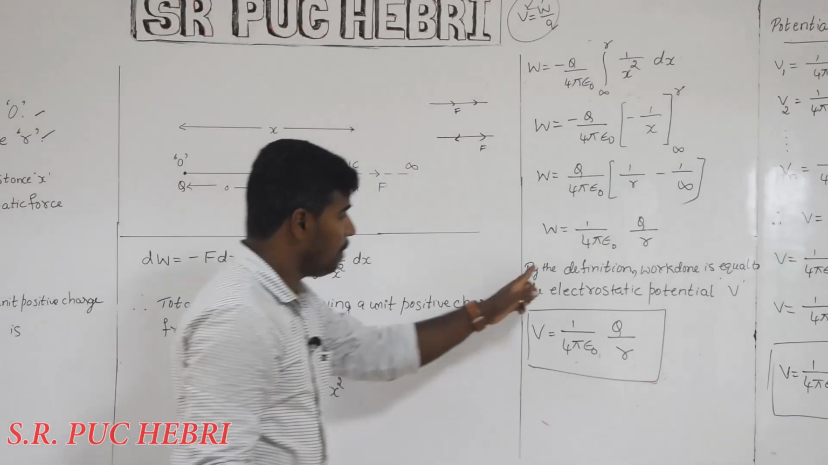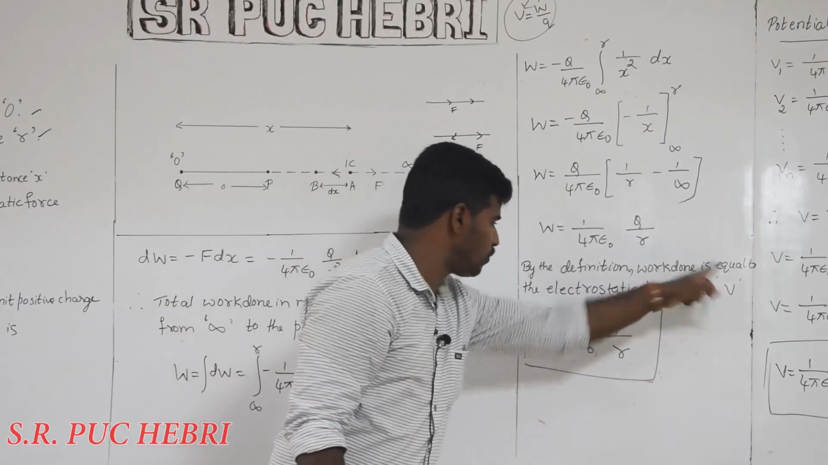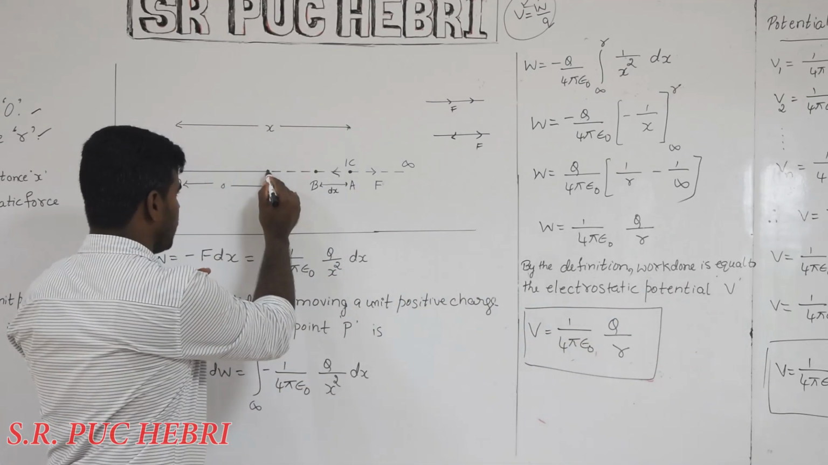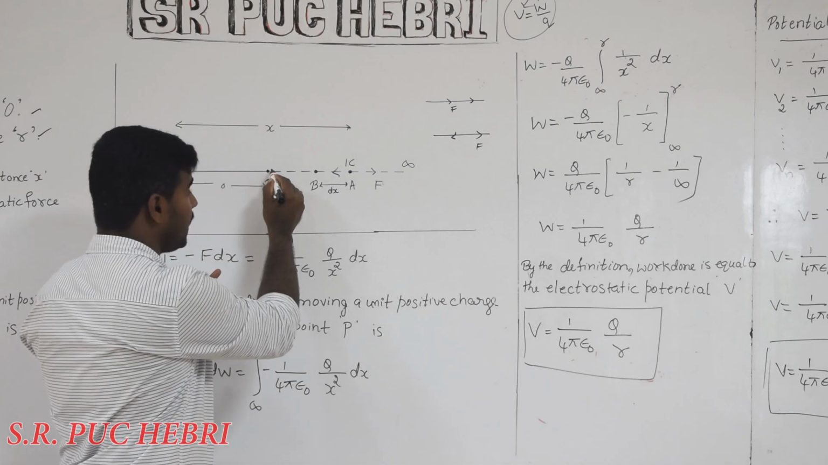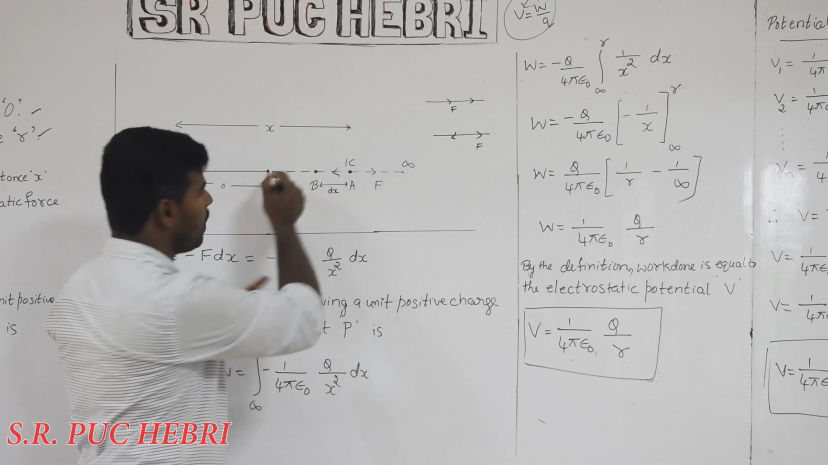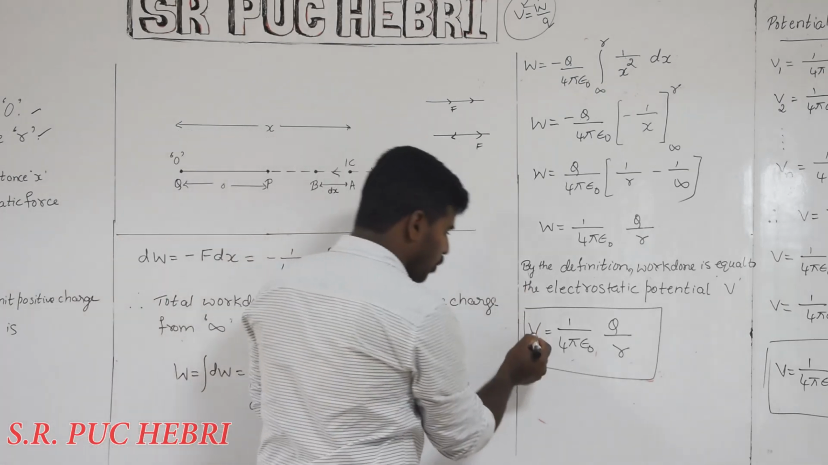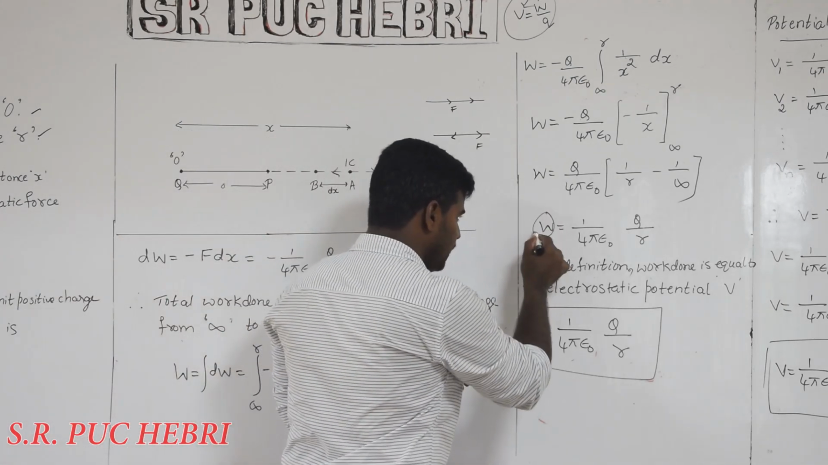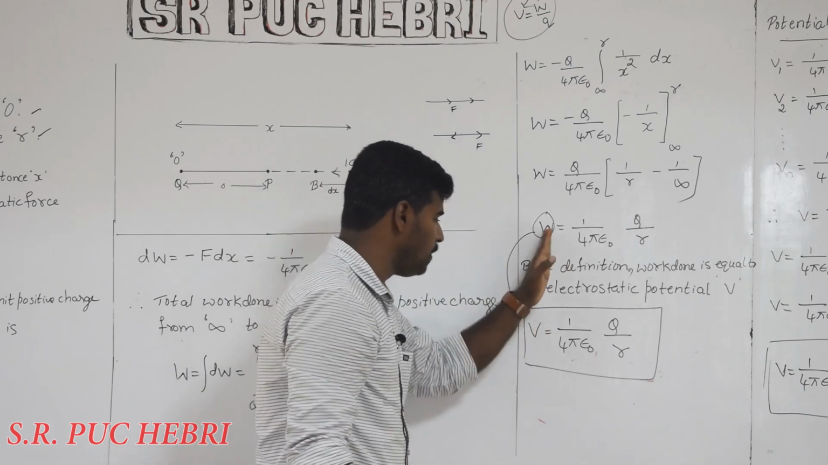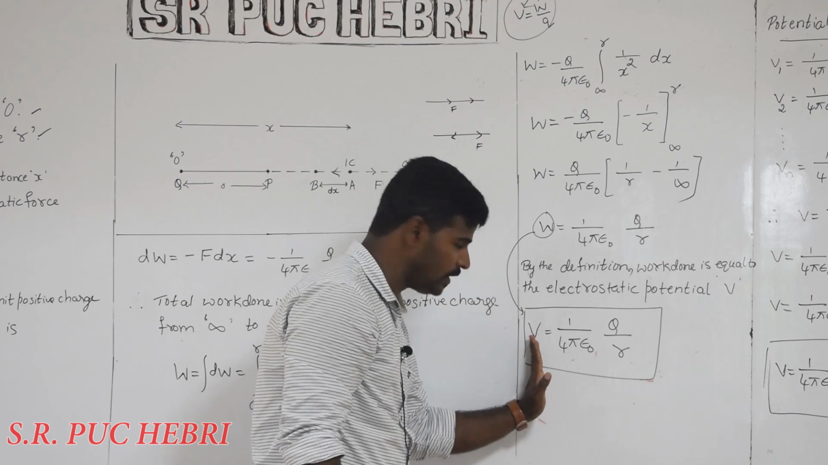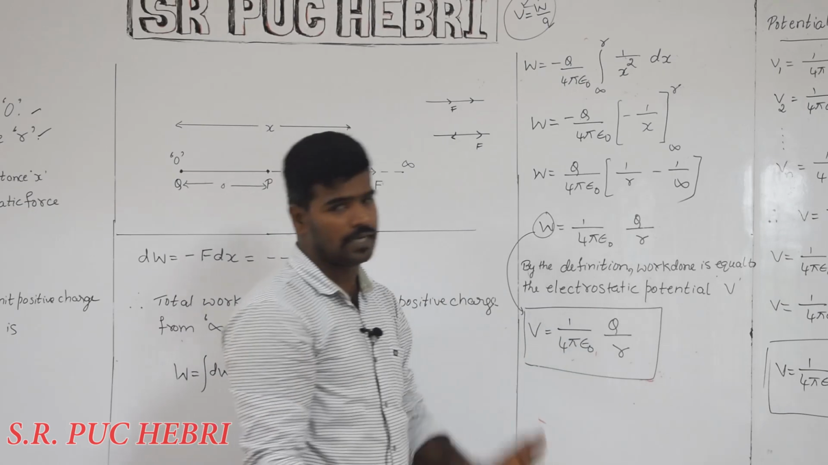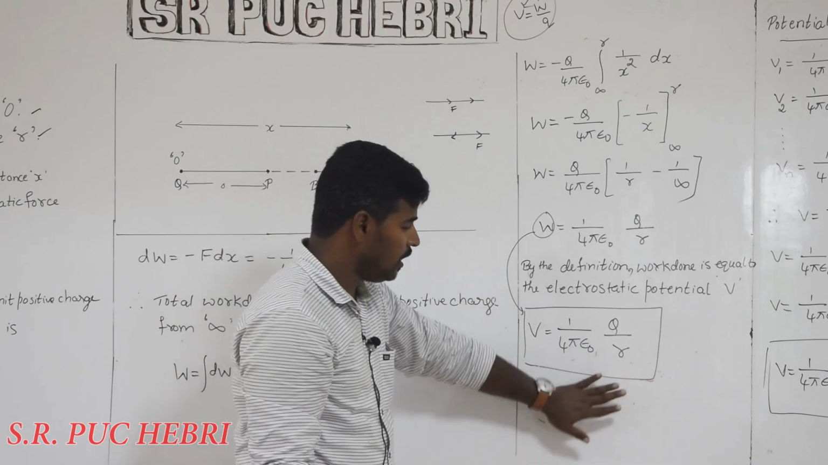I repeat, by the definition, work done is equal to the electrostatic potential V at a point P, in bringing the unit positive charge from infinity to the point P. Therefore, this work done is considered as a potential according to the definition. Therefore, V is equal to 1 by 4 pi epsilon naught Q divided by R. Is it clear? Hence the proof.